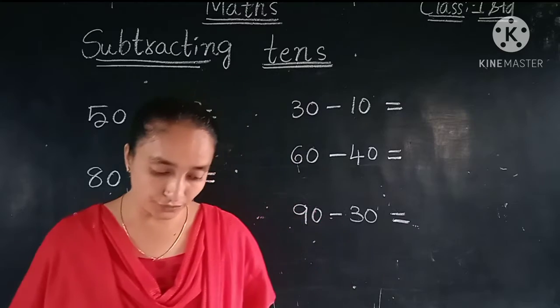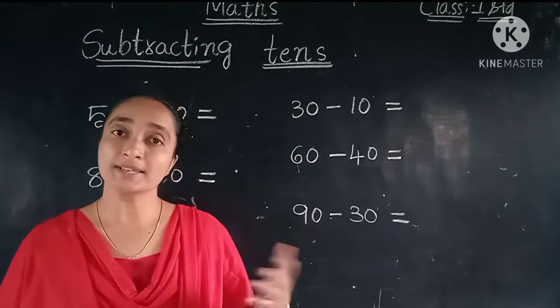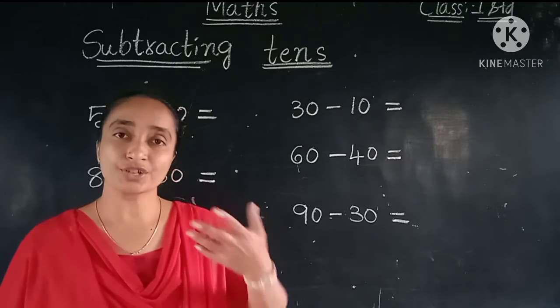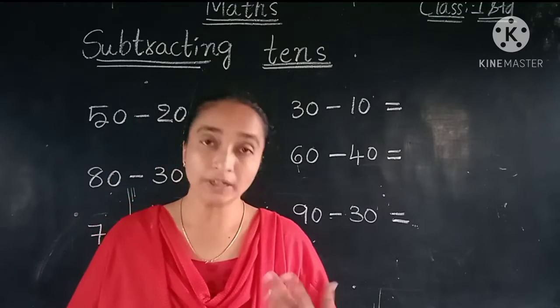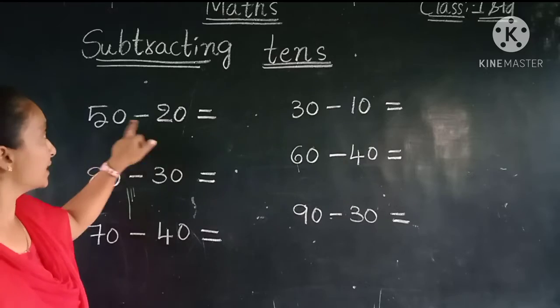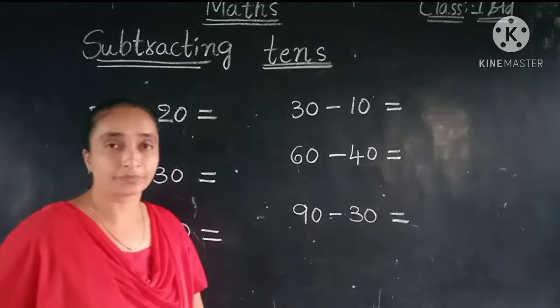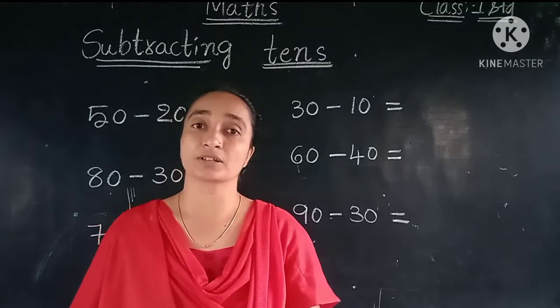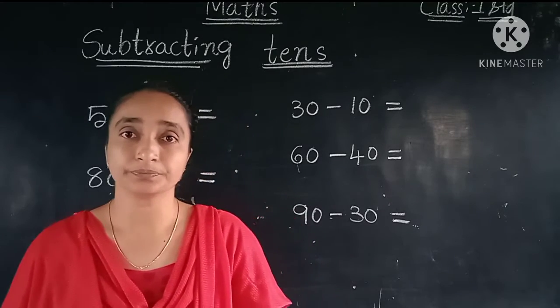Mamta has 50 rupees and she spends, that means she used all this money. So she spends 20 rupees. Mamta is having 50 rupees and she spends 20 rupees. Now how much money is left with her?